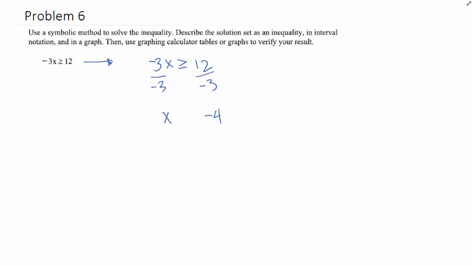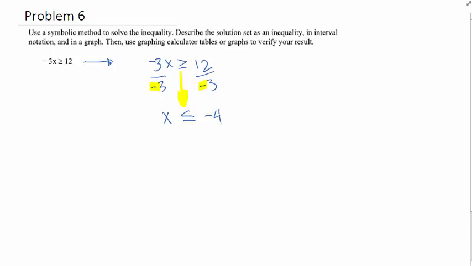But I wanted to highlight this idea that we need to switch the sign when we're dividing by a negative. So the sign switch happens when we're dividing by a negative on both sides. Okay, so that is our solution, and this is the interval notation. We can write it in several other forms.